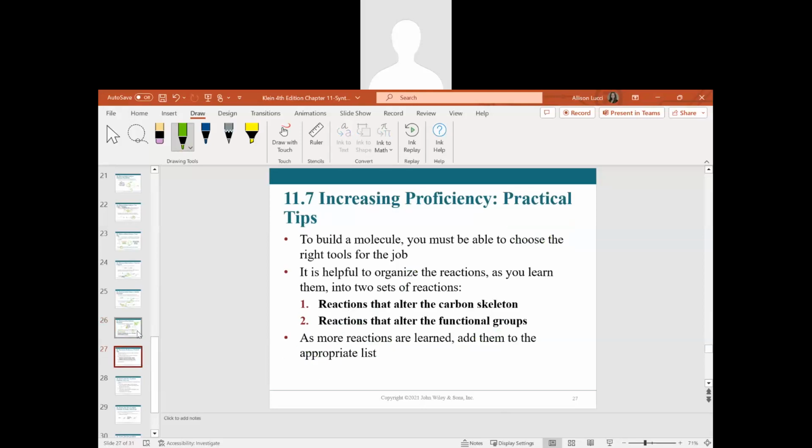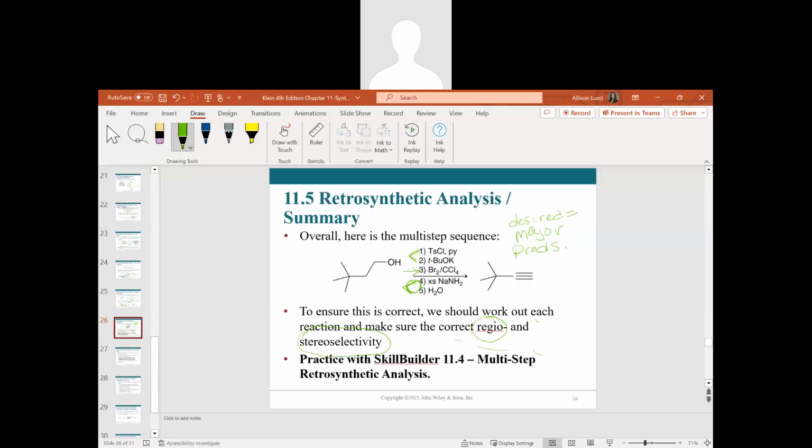We will continue with our last section in chapter 11 next time. And of course, we'll work through some more practice problems from this section from problems in the textbook.